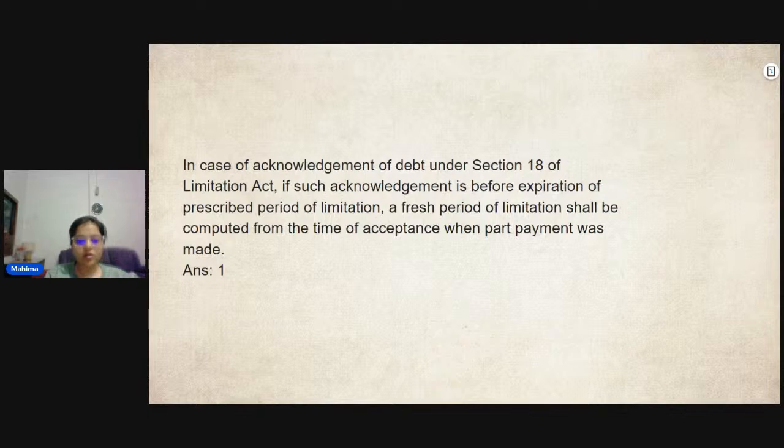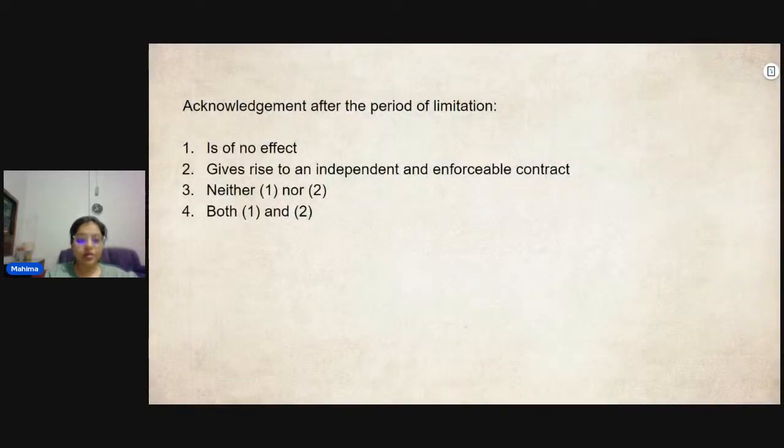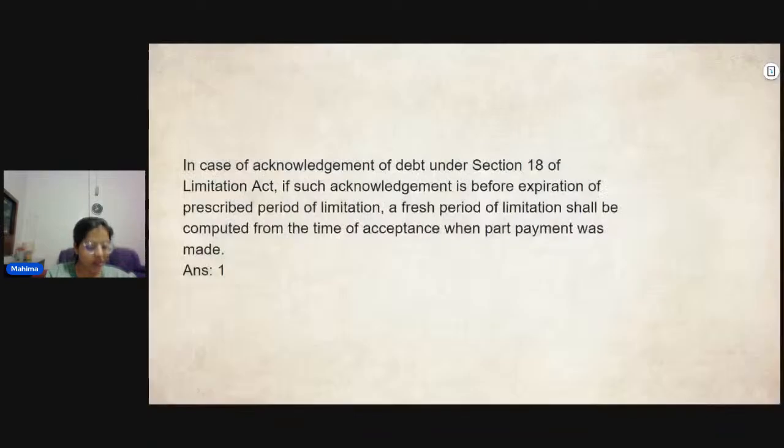In case of acknowledgement of debt under Section 18, if such acknowledgement is before expiration of the prescribed period of limitation, a fresh period of limitation shall be computed. And after the period of limitation, if the acknowledgement is made, it is of no effect. Yes, it is option number 1. Pritika and Shubham were right.